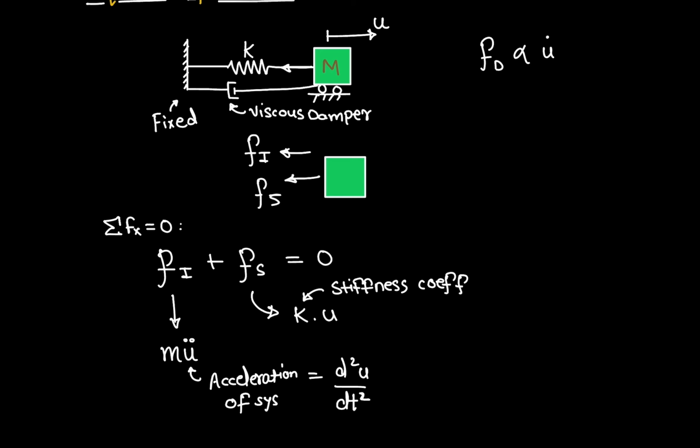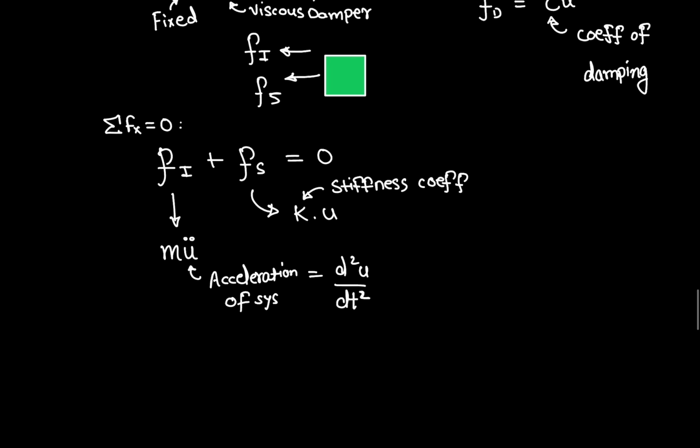So that means I can remove the proportionality sign with a constant. Hence I say force of damping, force due to a damper, is equal to C u dot, where C is the coefficient of damping, which also would act opposite to the direction of velocity.